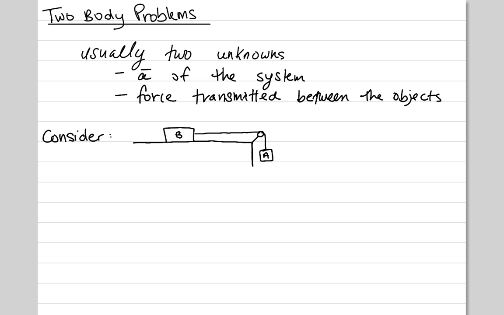Now, usually they're going to have these two unknowns, the acceleration of the system and the force transmitted between the objects. In this case, what connects these objects? The string, and therefore the force is tension. So a typical question would be, find the acceleration of the system and what is the tension in the string.